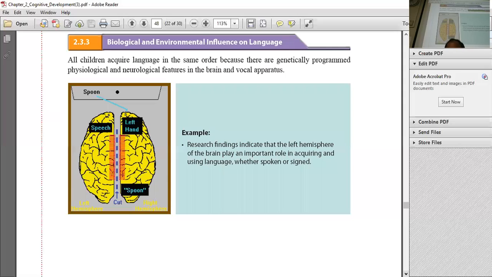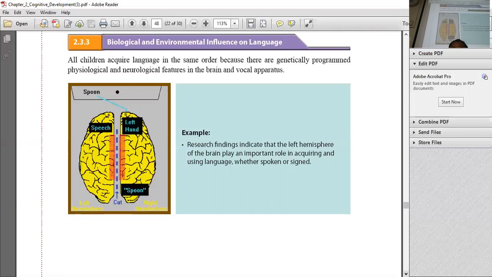Now, this is the last part of the session, which is the biological and environmental influence on language. As you can see, the brain is divided into two hemispheres, left and right. I'm sure you must have heard these words. Our right hemisphere does something that is not done by the left hemisphere, and some functions are performed better in the left hemisphere, and the right hemisphere doesn't work in those. So different parts of our brain are divided into two, and some functions are done in the right hemisphere and some in the left.